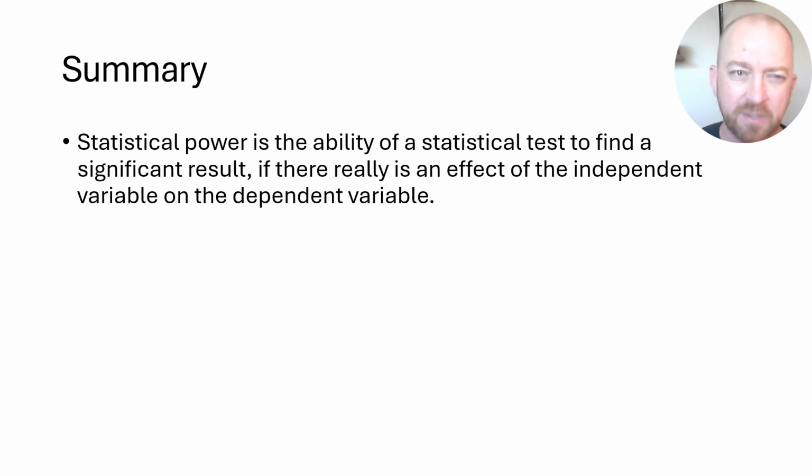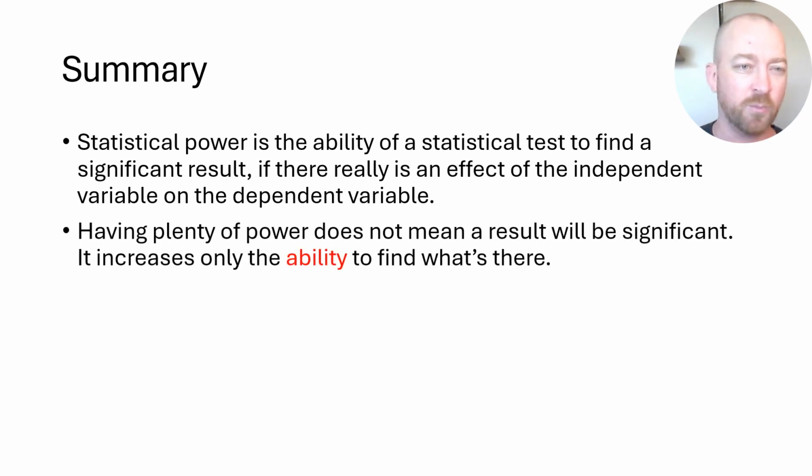Okay, quick summary of what we talked about then. Statistical power is the ability to detect the effect of one variable on another if it really is there, if there really is that effect in reality. And as I said, Jacob Cohen argued, at least, that there always is that. It just may be so subtle we can't pick it up otherwise.